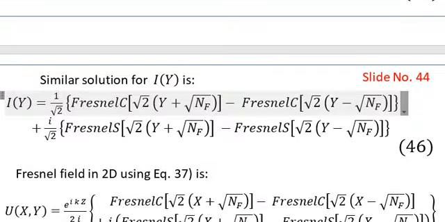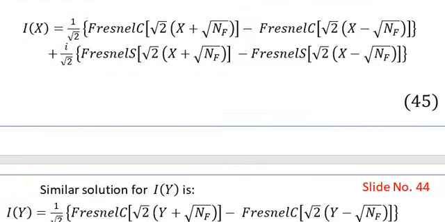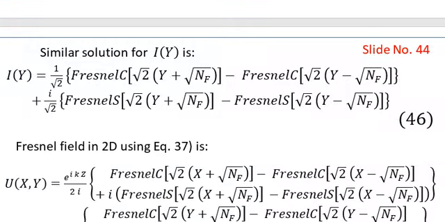Now we have to calculate the intensity. Similarly, we can write the solution for the y variables, for the y integrals. So we have written I of y similar to that one. The only difference between equation number 45 and 46 is that we have replaced the capital X variables by the capital Y variables, as indicated in equation number 46.